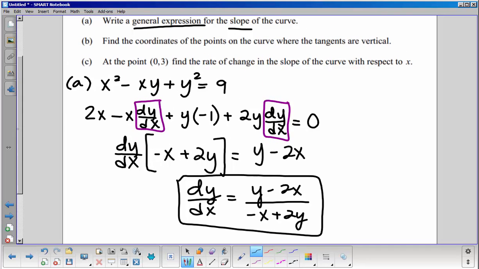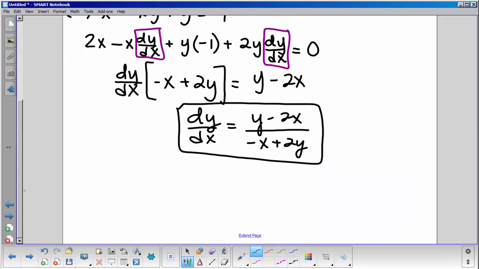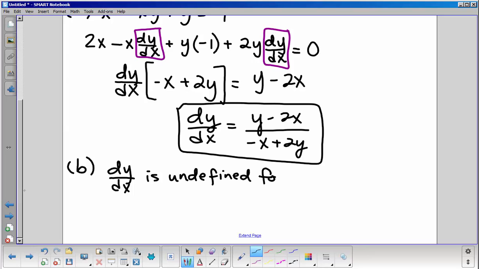Find the coordinates on the curve where the tangents are vertical. So what does it mean to have a vertical tangent? It means the slope is undefined, the denominator equals 0. So dy/dx is undefined for vertical tangents.